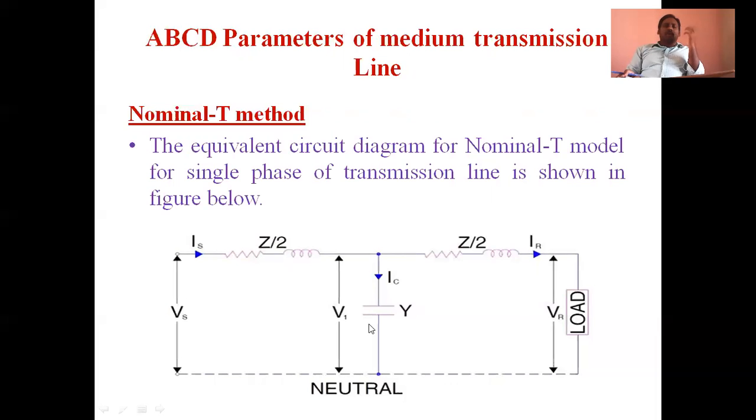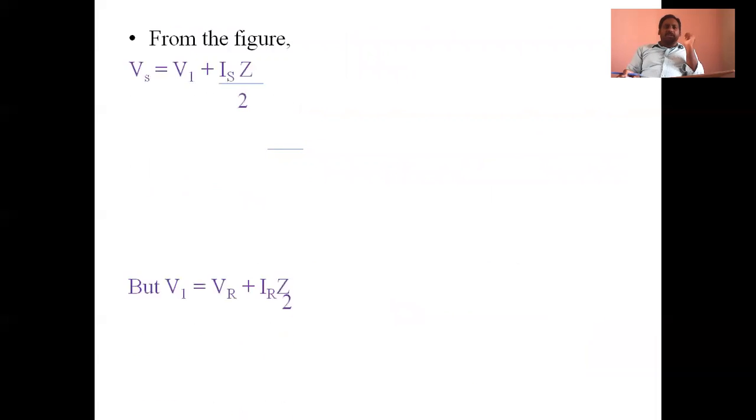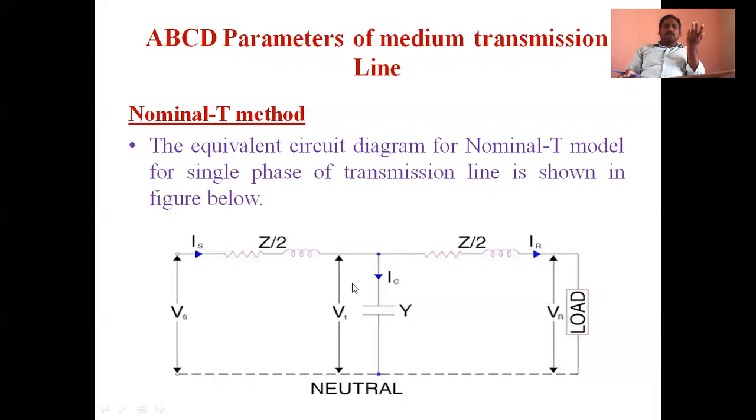We have already derived the performance equations of the medium transmission line. Those are, see here, Vs is equal to V1 plus Is into Z by 2. This is Vs, this is V1, a simple series circuit. Then Vs is equal to Is into Z by 2 plus V1.